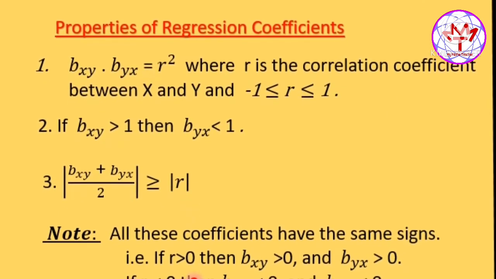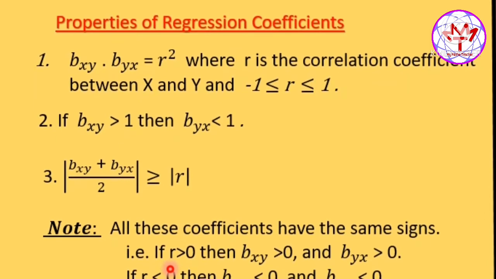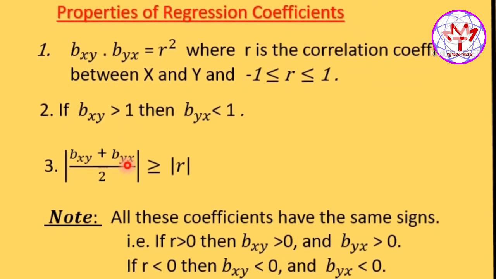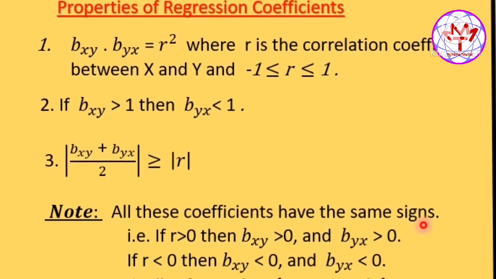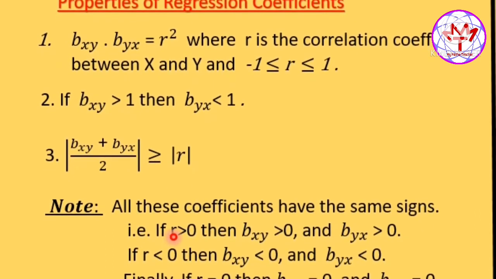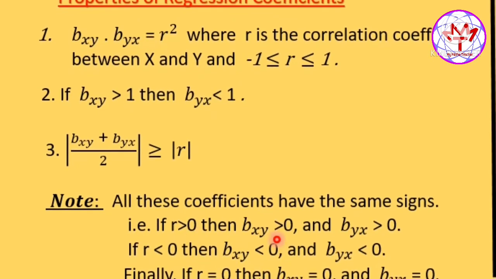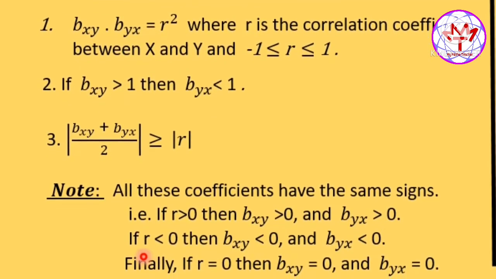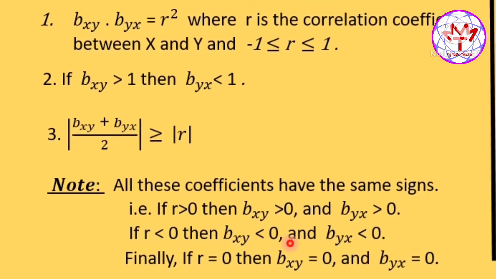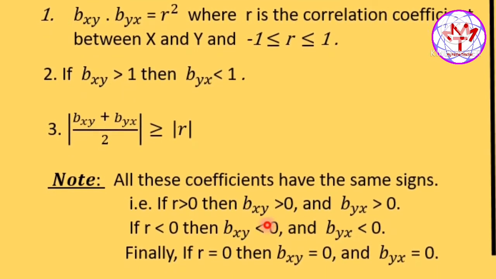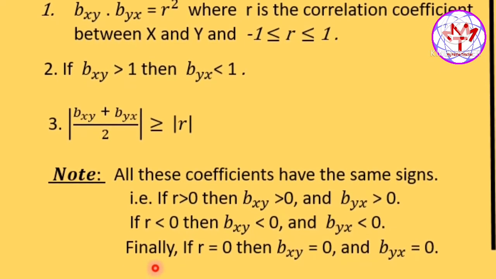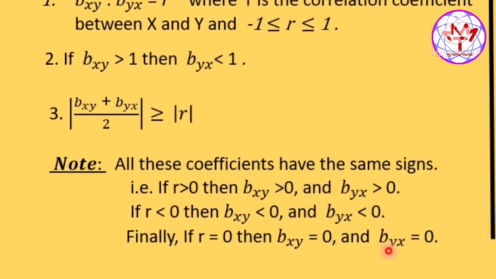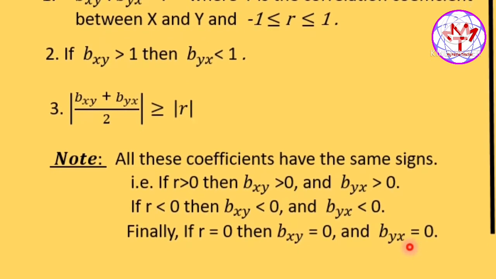Now students, you have to remember here one more property, that all these coefficients, that is bxy, byx and r, have the same signs. That means if r is greater than 0, then bxy and byx also will be greater than 0. Or if r is less than 0, then bxy and byx also will be less than 0. And finally, if r is equal to 0, then bxy and byx both will be equal to 0.